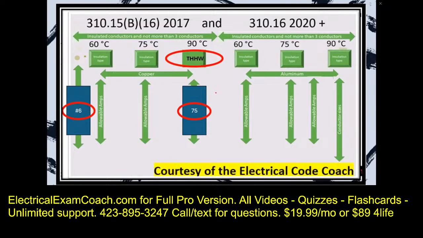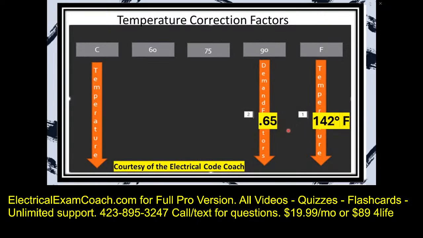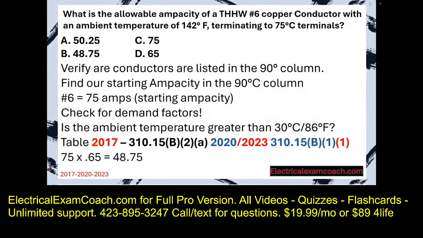We're going to start over here and find our number 6. Then we're going to cross over and find its ampacity in the 90 degree C column, and in this case, it's 75. We're going to take our number, we're going to slide over and find our correction factor. And remember, it's just a demand factor. Now we're going to head back and do our math. We take our starting ampacity multiplied by the correction factor, and that gives us a new allowable ampacity of 48.75. And we select B. Great job.